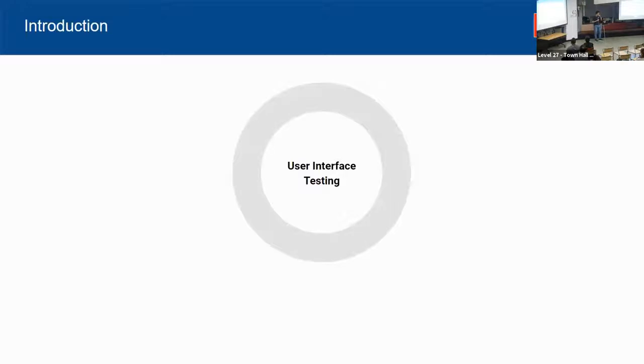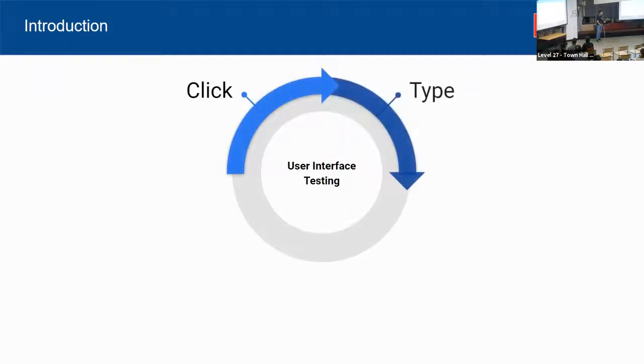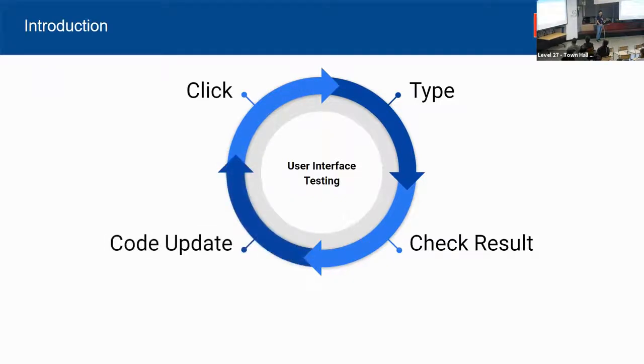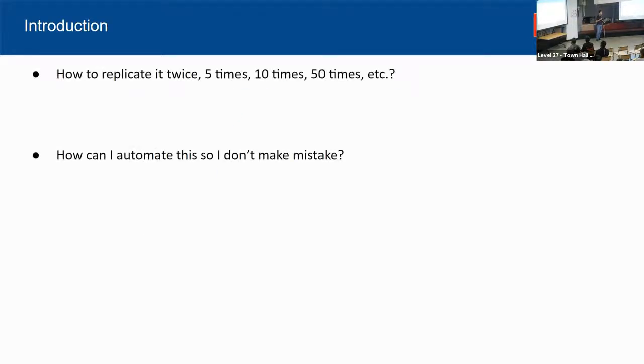So basically, I've been in the software industry for around 10 years now, and I've always been a PHP developer, more or less. And the problem that I had was always testing user interfaces, right? Every time you have to do a click, type text, check the result, and if it's not good, you have to do a code update. This is basically what we do on a daily basis, right? But then, what happens if you have to do that twice, 5 times, 10 times, 50 times? How can I automate that so that I don't have to make this mistake again?